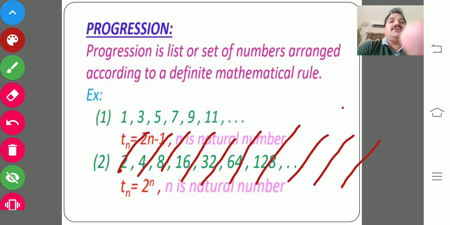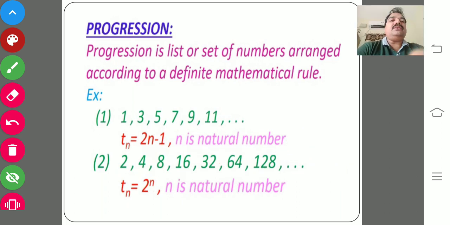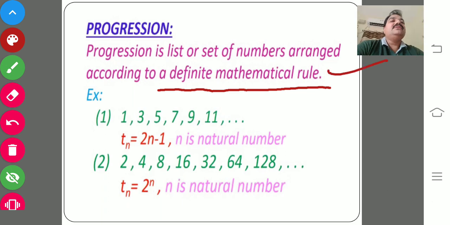So what could you understand? The difference between sequence and progression. A sequence is a set of numbers based on a specific rule. The rule may be a mathematical rule or may not be, but in the case of progression, it should definitely follow a mathematical rule. So that is the main difference between sequence and progression.